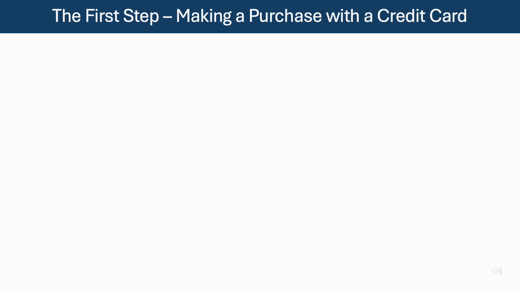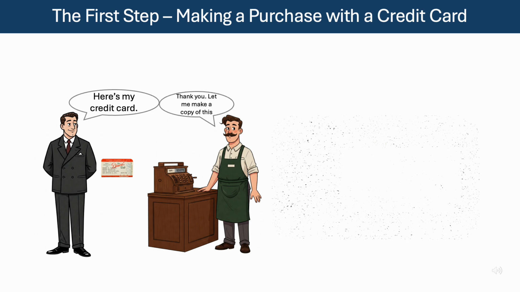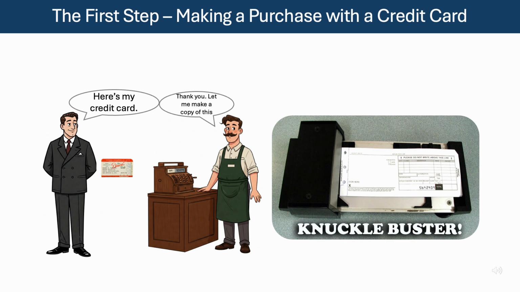Let's rewind to the 1960s. A customer walks into a shop and decides to make a purchase with a credit card. Instead of tapping or inserting the card, they hand it over to the merchant. The merchant uses a manual card imprinter, commonly called a knuckle buster, to make a carbon copy of the card details. These carbon slips are then saved to be deposited at the merchant's bank later for processing.